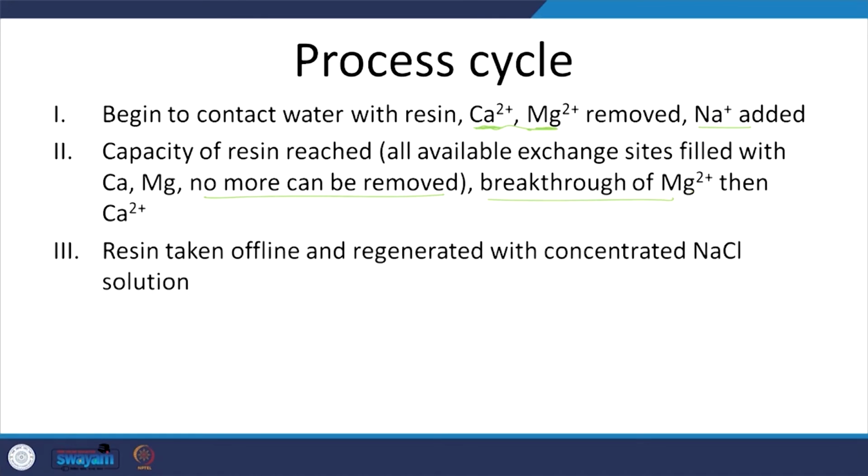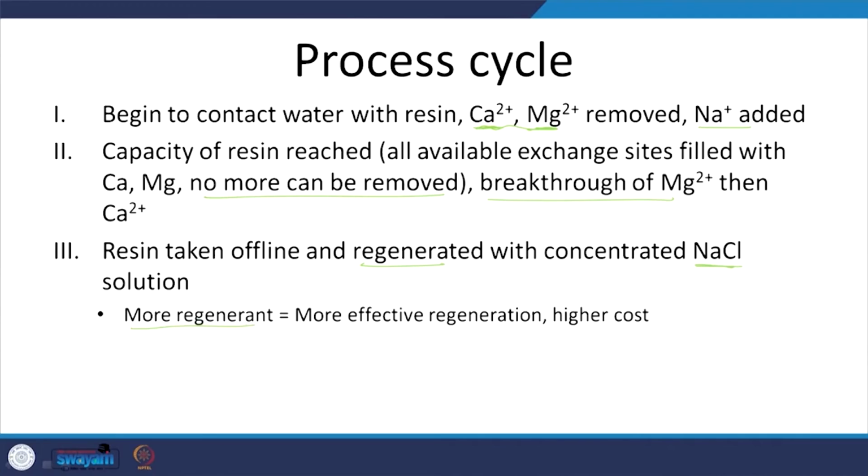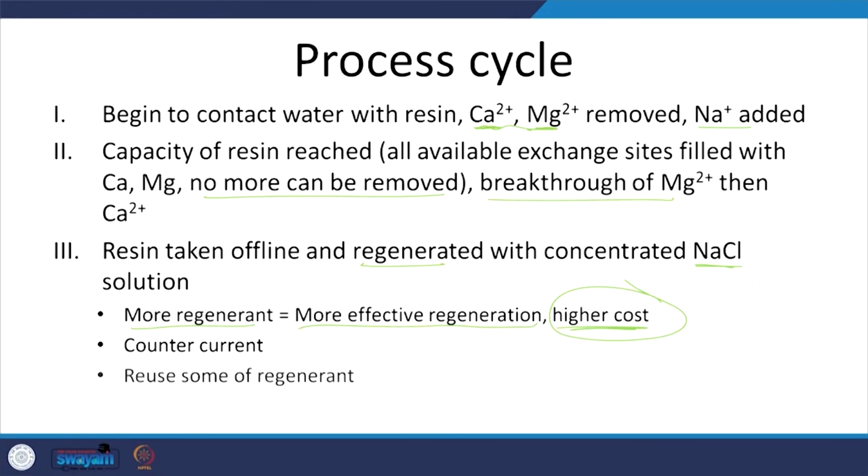So the resin is taken out and then regenerated with concentrated NaCl. As we know, it is like a reversible reaction, so the greater the concentration on one side, you are going to follow Le Chatelier's principle and it is going to move in the other direction. So more regenerant is not ideal. Why? Okay, we will come back to this. Here it is higher cost, but if it is more regenerant or more concentrated, it gives more effective regeneration. But we have to balance it out with the needs of higher cost, let us say. Or typically we look at counter current, right? Counter current as in this and this direction.